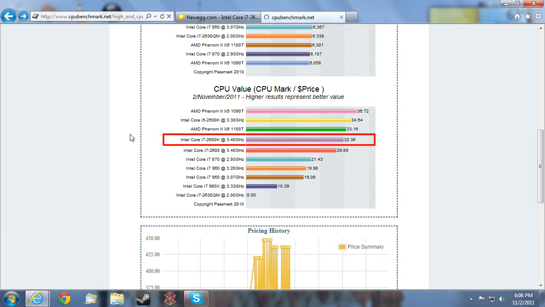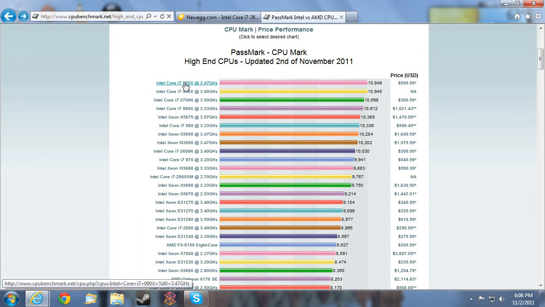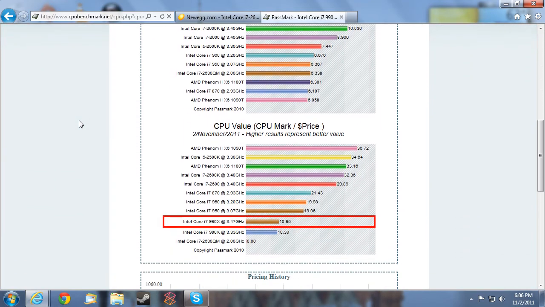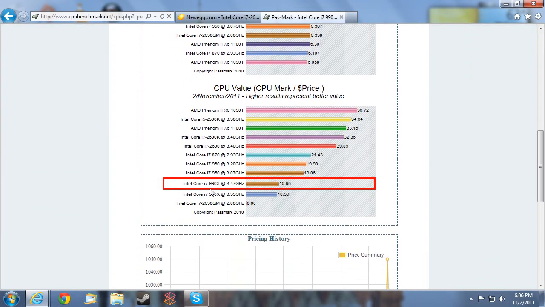Now let's compare that with that 990X we saw. Once again, really, really good performance, $1,000. So let's go ahead and click on that. And there it is, way at the bottom of the chart. As you can see, you're not getting much for your dollar out of this processor compared to these other processors.